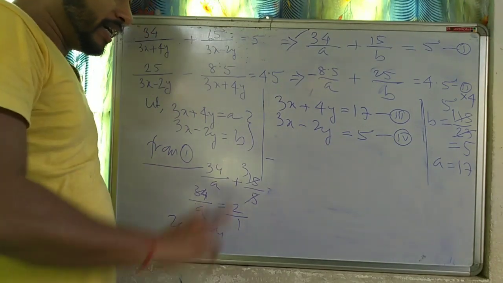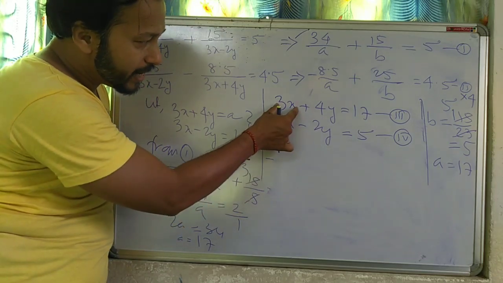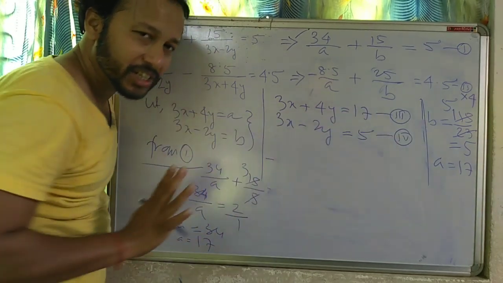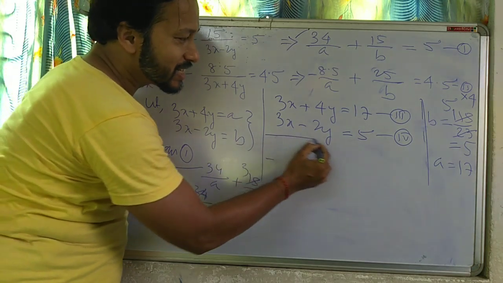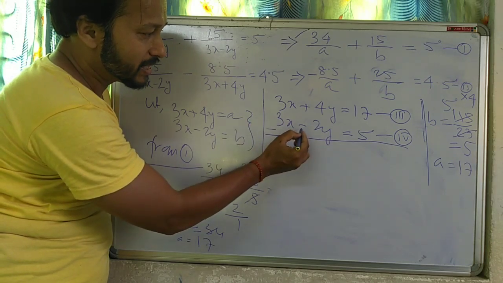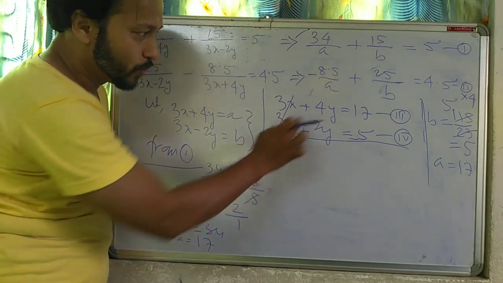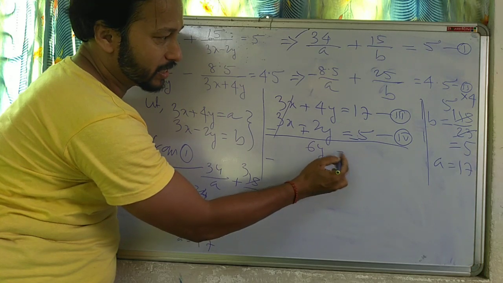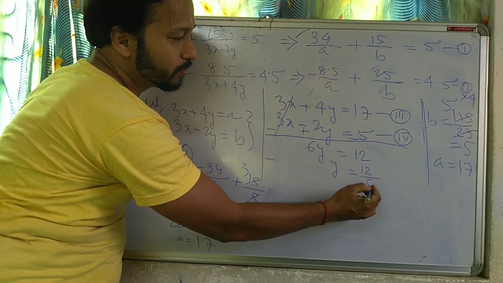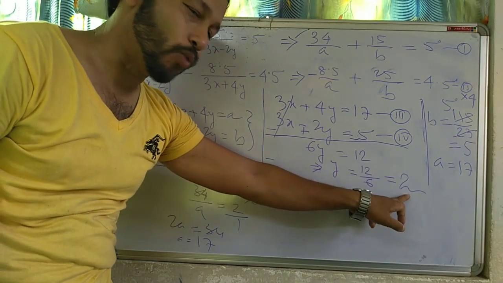Now we are getting another two equations, 3 and 4, from which we'll calculate the values of x and y. Let's see. I told you that the 3x terms are the same. Since they are the same, no need to multiply. So just subtract. Plus will be minus, minus, plus, plus, minus. Cancel it. 4y plus 2y, 6y. 17 minus 5, 12. So y equal to 2. Now you got the value of y.